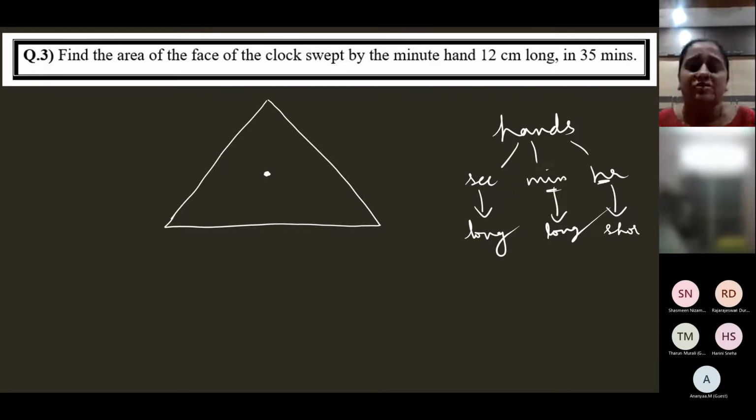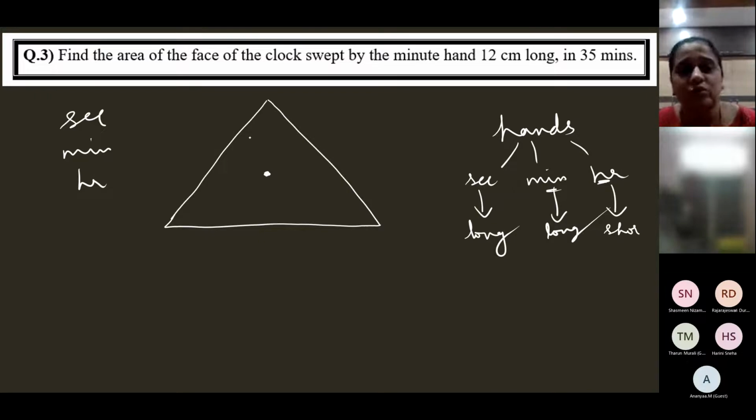So we have three hands. A clock has three hands: the seconds hand, minute hand, and the hour hand. Normally, the seconds hand is the longest. So all of you are looking at the clock on the wall in your house. You can notice that the seconds hand is the longest. Then in descending order, it is the seconds hand, minute, and then the hour hand.